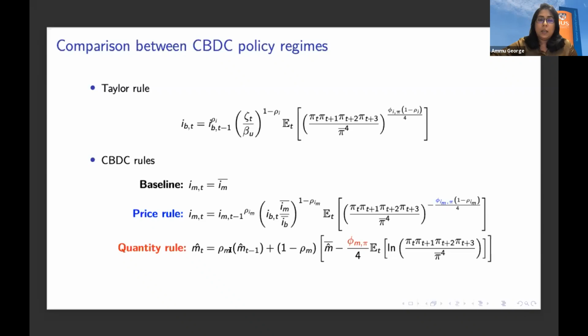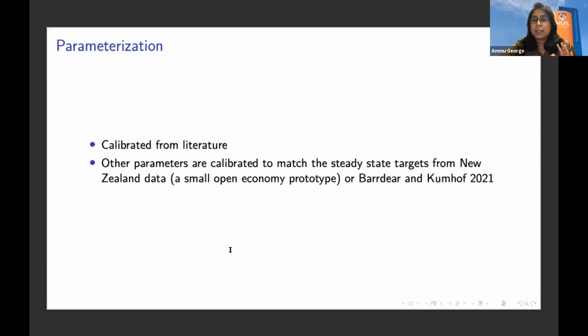Parameterization. A few of the parameters in our model are taken from literature, largely again from Bardier and Kumhof, but a majority of the parameters in our model are calibrated to match the steady state targets, based on New Zealand data, which we consider as a prototype of a small open economy. In the instances where the data is not available, we use the steady state targets as given in the Bardier and Kumhof paper of 2016. So there's a typo here.